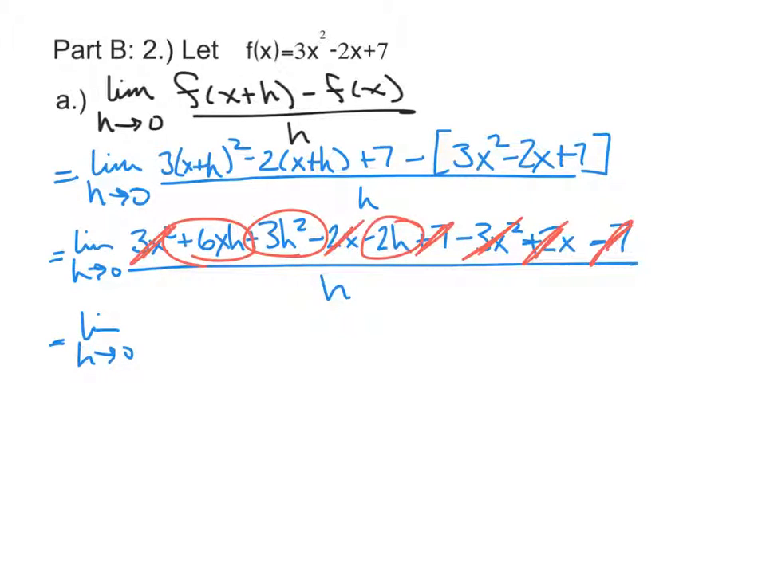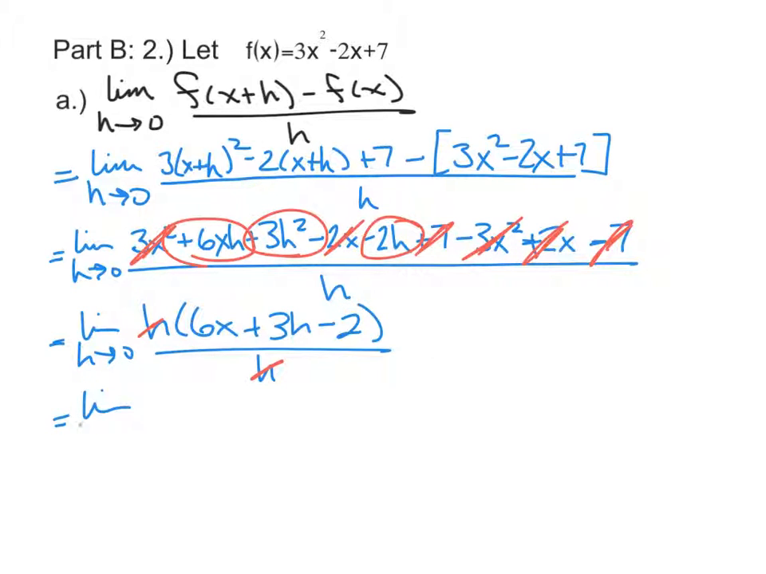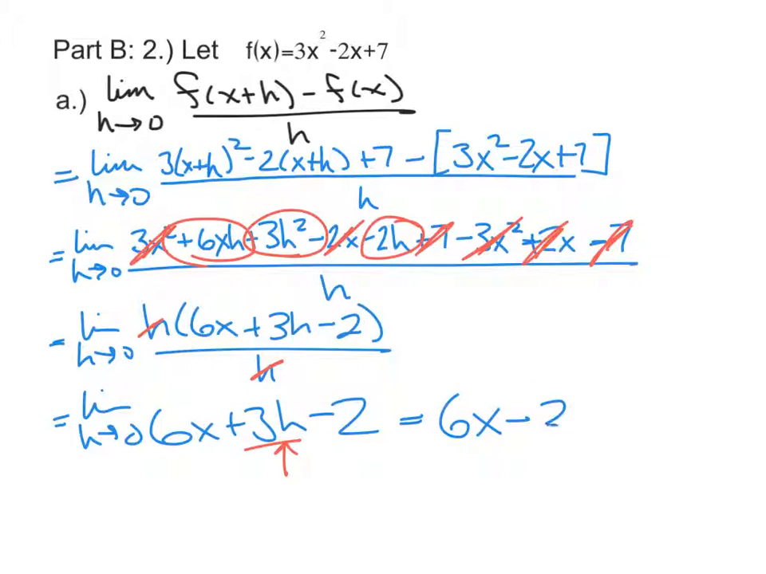And factor the h out of the numerator, so I'll have h times 6x plus 3h minus 2, all over h. These two h's cancel, and this expression is going to be the same as the limit as h approaches 0 of 6x plus 3h minus 2. Now I'm going to take the limit. Now I'm going to let h approach 0, which means this one term is going to turn into 0, making the limit equal to 6x minus 2.